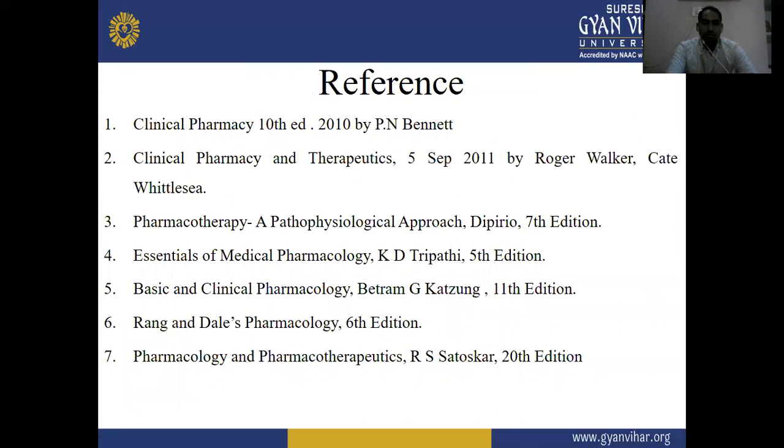Next one, references. First reference is Clinical Pharmacy, 10th edition 2010 by P. N. Bennett. Second is Clinical Pharmacy and Therapeutics, 5th edition 2011 by Roger Walker and Kate Iglesias. Third is Pharmacotherapy: A Pathophysiologic Approach, 7th edition. Fourth is Essentials of Medical Pharmacology by K. D. Tripathi, 5th edition. Fifth is Basic and Clinical Pharmacology by Bertram G. Katzung, 11th edition. Sixth is Rang and Dale's Pharmacology, 6th edition. And the last is Pharmacology and Pharmacotherapeutics by Satoskar, 20th edition. Those are the references regarding peptic ulcer.